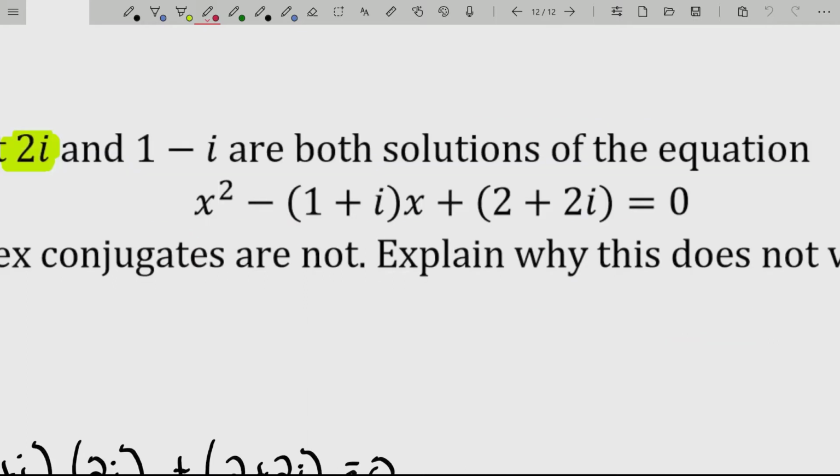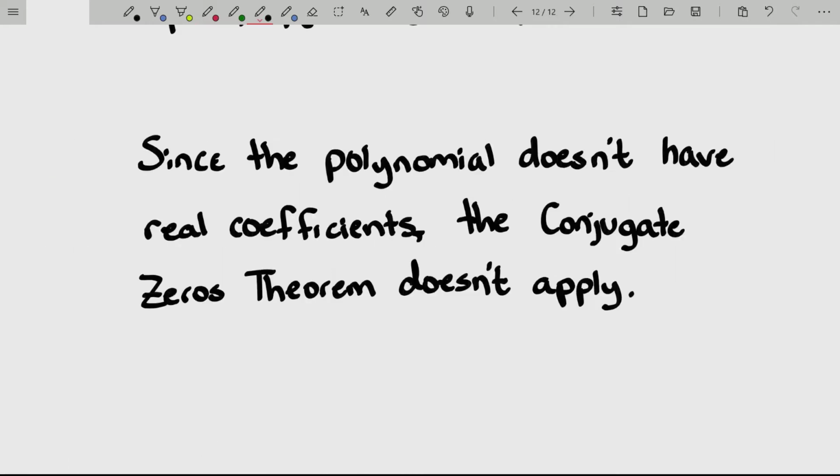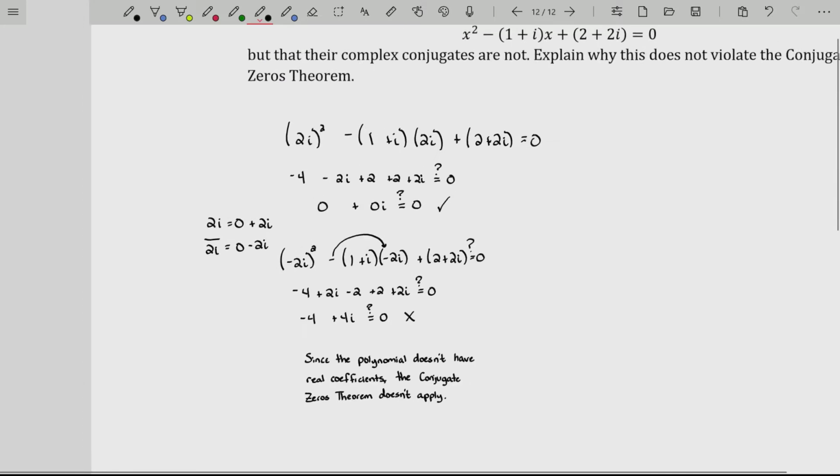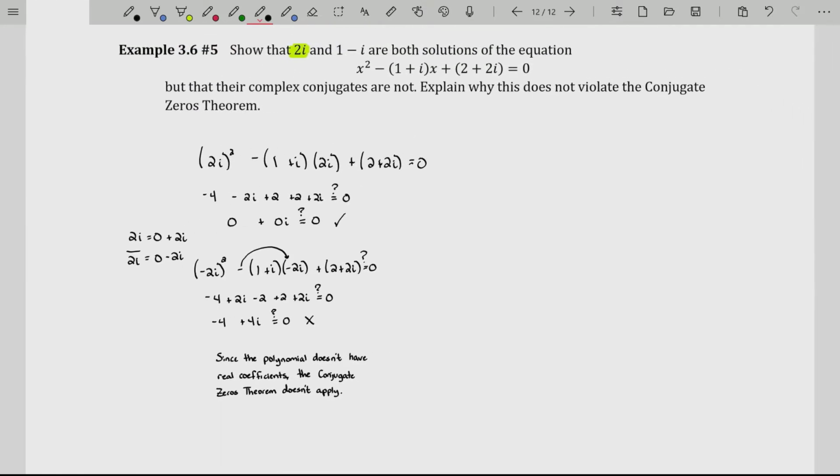However, the polynomial we were just dealing with does not have real coefficients. So the conjugate zeros theorem is not applicable to this situation. And that's what I've written here. Since the polynomial doesn't have real coefficients, the conjugate zeros theorem doesn't apply. So all bets are off, basically. If somebody said, I have a solution 1 minus i that they state above, you cannot guarantee that 1 plus i is also a solution because the coefficients are not real numbers.